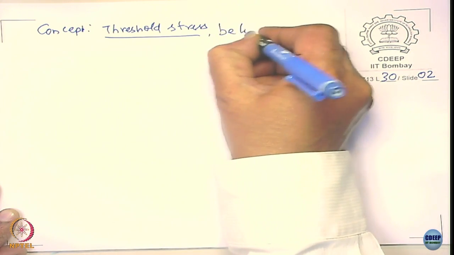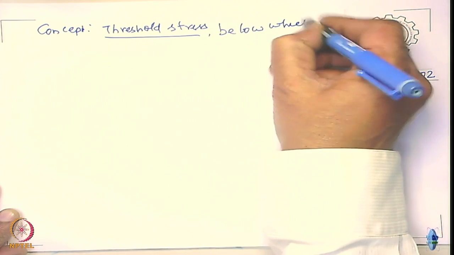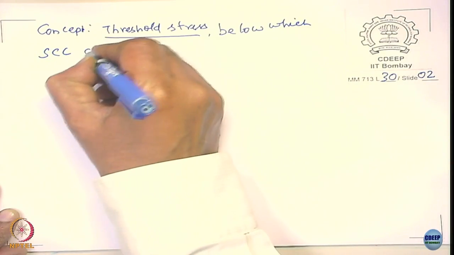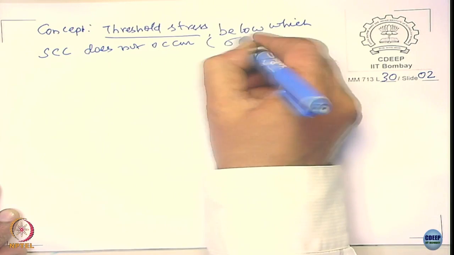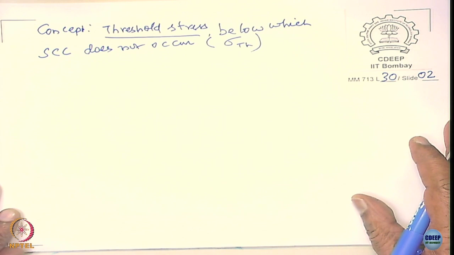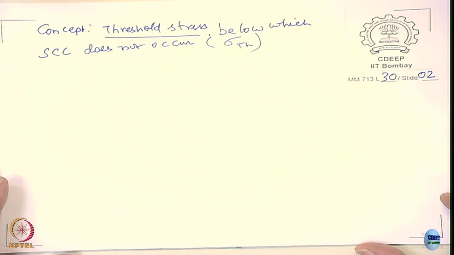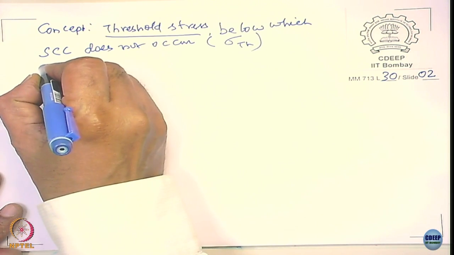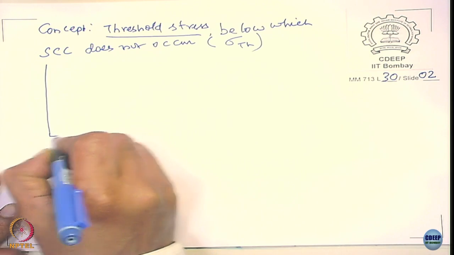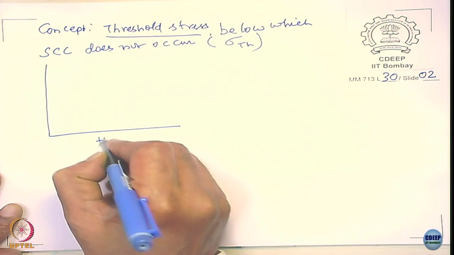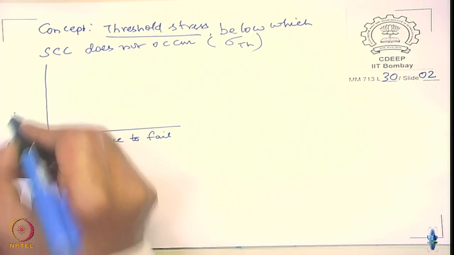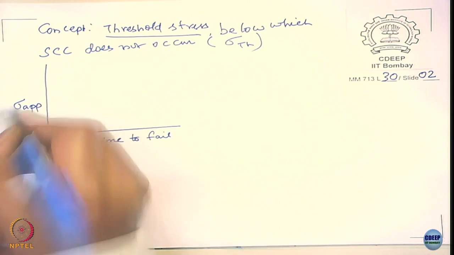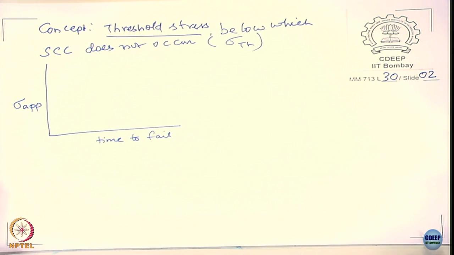Below which stress corrosion cracking does not occur. It is called sigma th, there is a symbol sigma ts for that. This arises out of the fact that if you carry out a test in the lab, time to fail versus the applied stresses, right? You apply a stress, you can conduct a simple test, right?